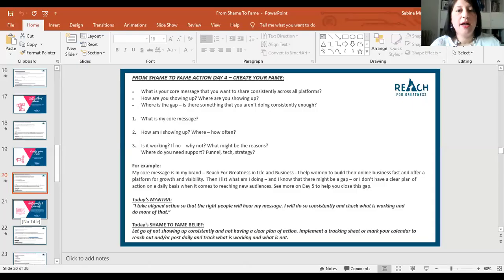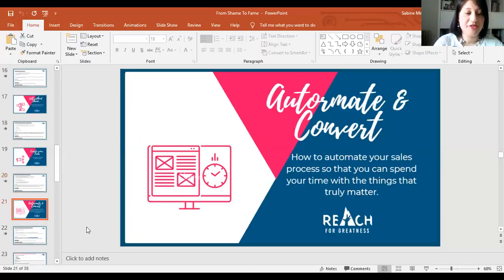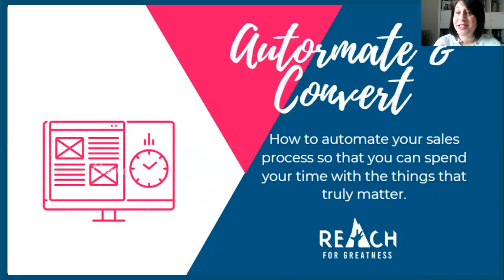challenge. So day 5 of the Shame to Fame challenge, right? It's about automation. It's about automate and convert, okay? So, because now we've got all the foundations in place.